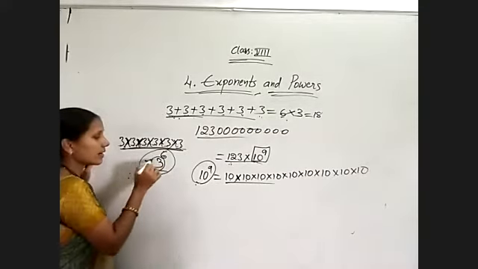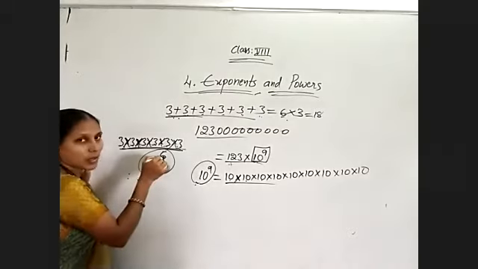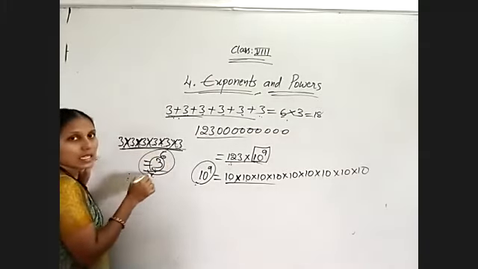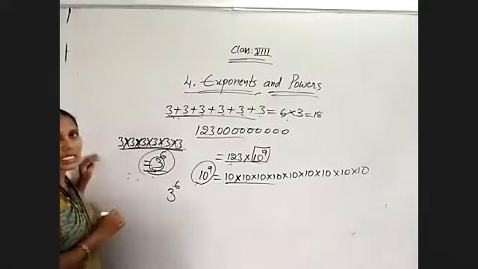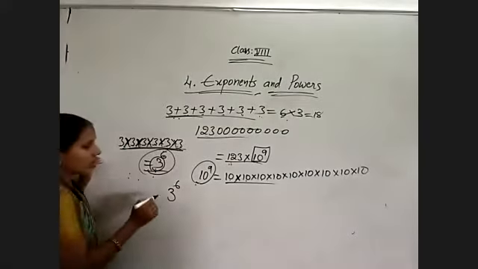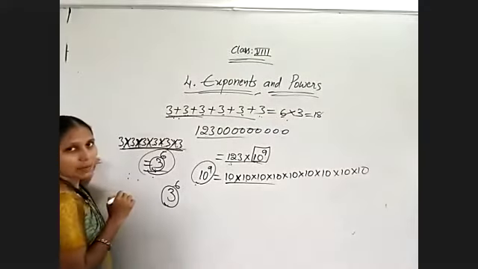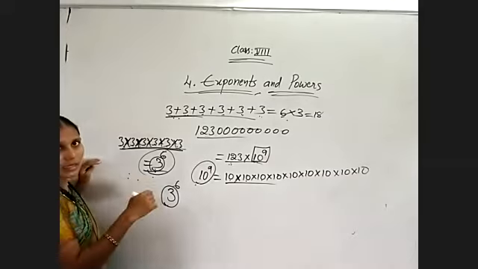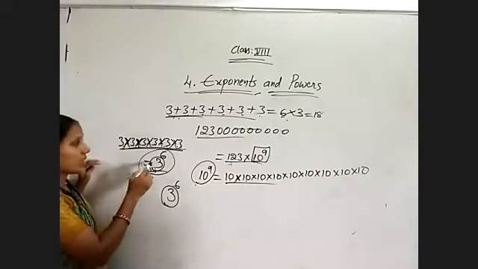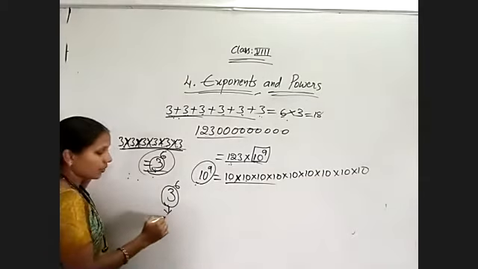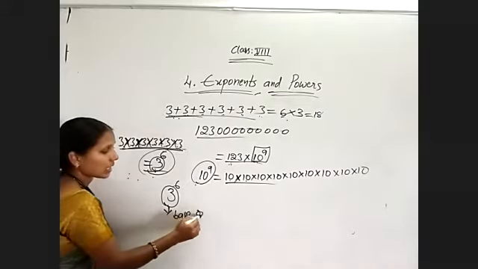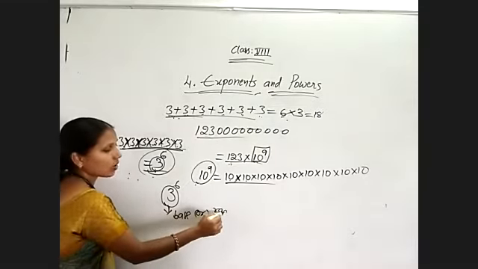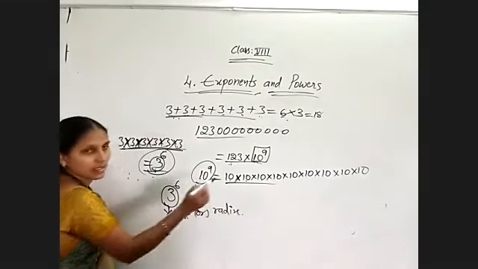It is read as 3 raised to the power of 6, or 3 to the power of 6. Now what are the different terms in this exponential form? The number that is repeating, that number we have to consider as the base or radix. It is called the base or radix.